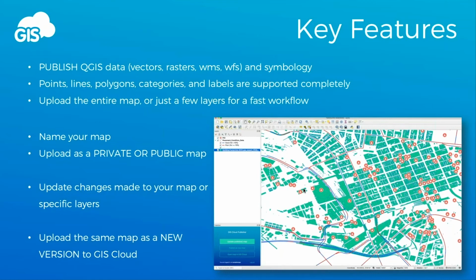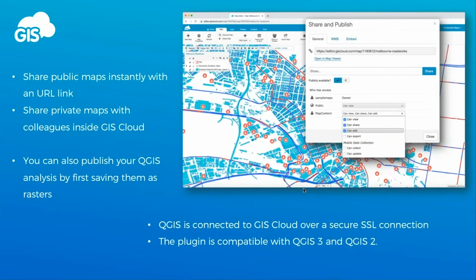If your map is public, you can share it instantly. Just copy and paste the URL link to your colleague. Or if your map is private, then you have to share through this form with permissions to view and edit. You can even publish some QGIS analysis if you first save them as rasters. The plugin is compatible with QGIS 3 and 2, and it is connected via a secure connection.